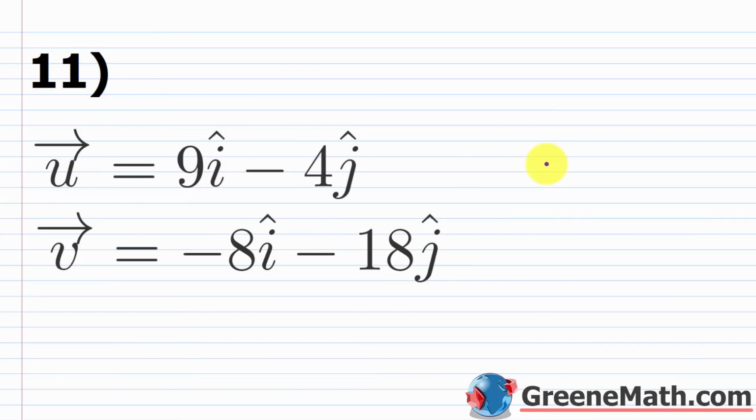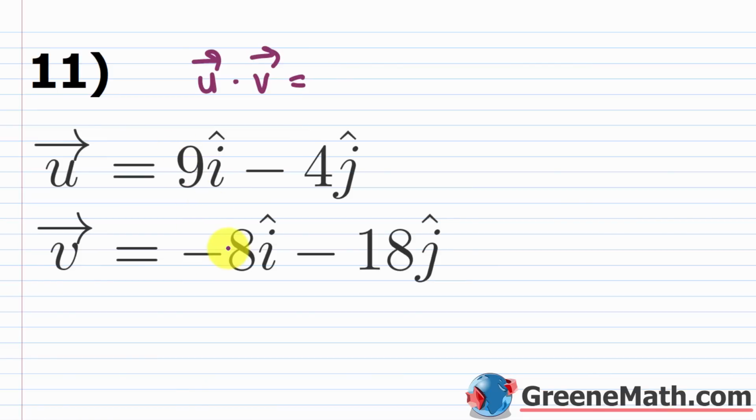Okay, let's take a look at problem number 11 now. So again, we want to determine if they are orthogonal vectors. So here we have our vector u written as a linear combination. So this is going to be equal to 9 times the unit vector i minus 4 times the unit vector j. Then we have v that's also given as a linear combination. So this is equal to -8 times the unit vector i minus 18 times the unit vector j. Okay, so the first thing we would figure out is, what is the dot product? So we're going to go u dot v like this.